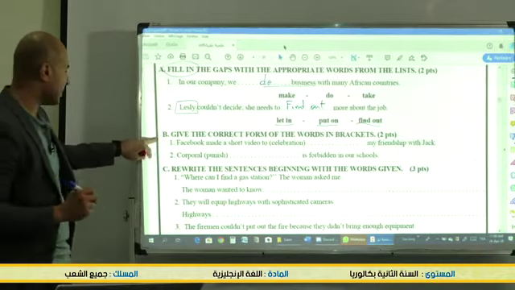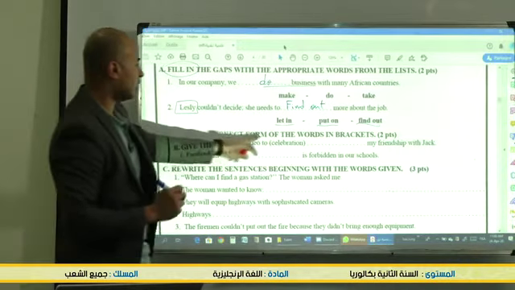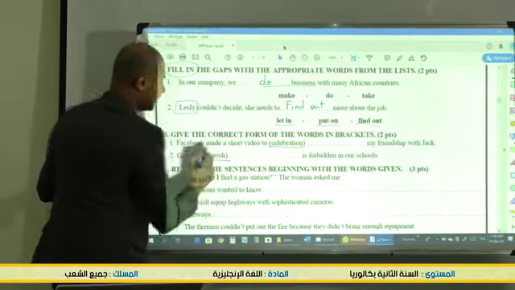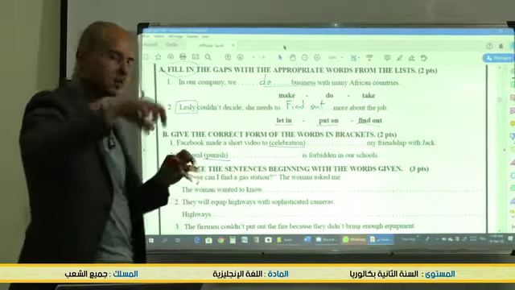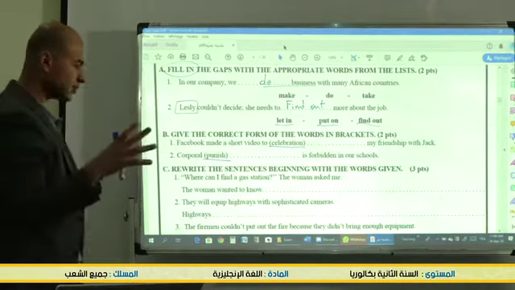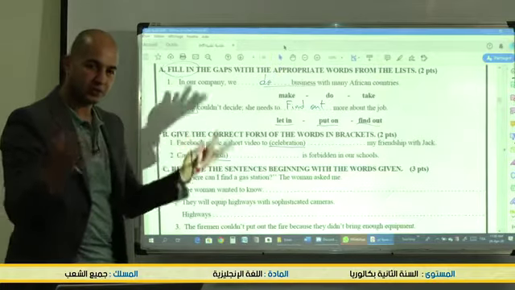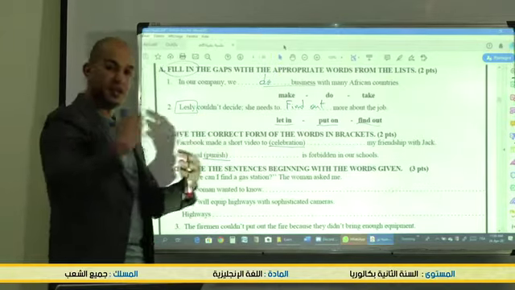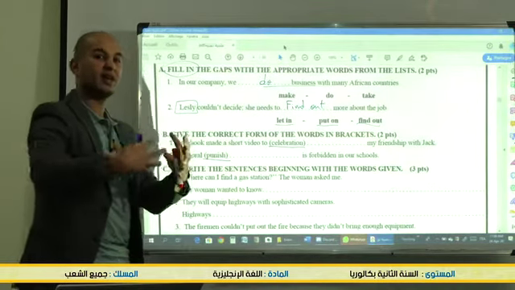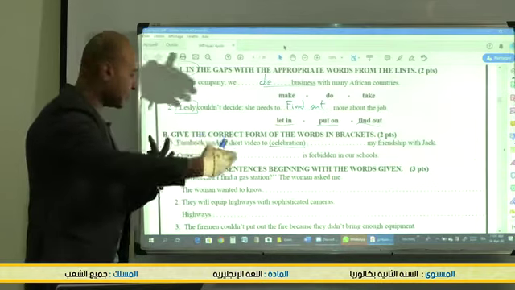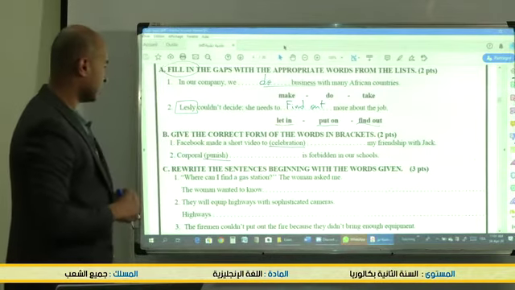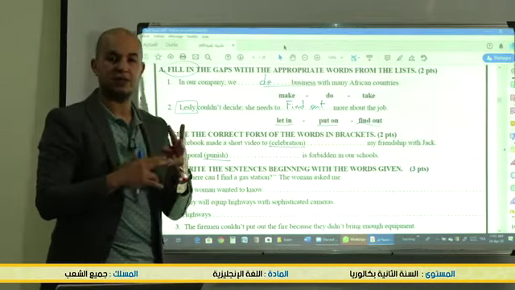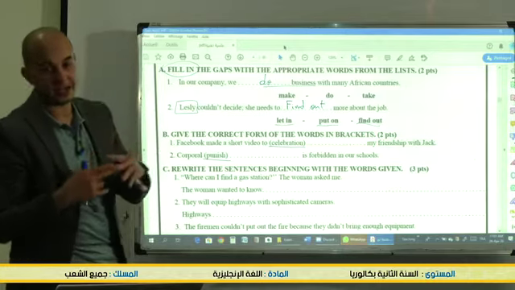Let's go to B. Give the correct form of the words in brackets. So we have words in brackets and we need to put them in the correct form. This lesson is word formation, how words are formed, and we are going to use the prefixes, the letters that come before the word, and the suffixes that come after the word, depending on the situation.